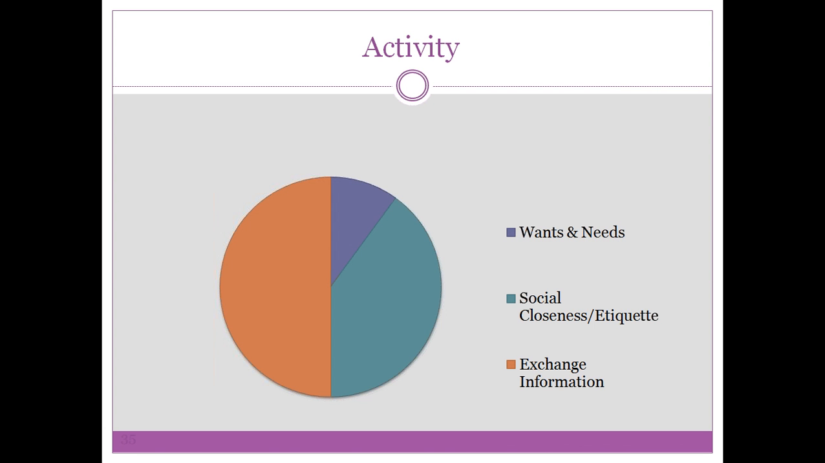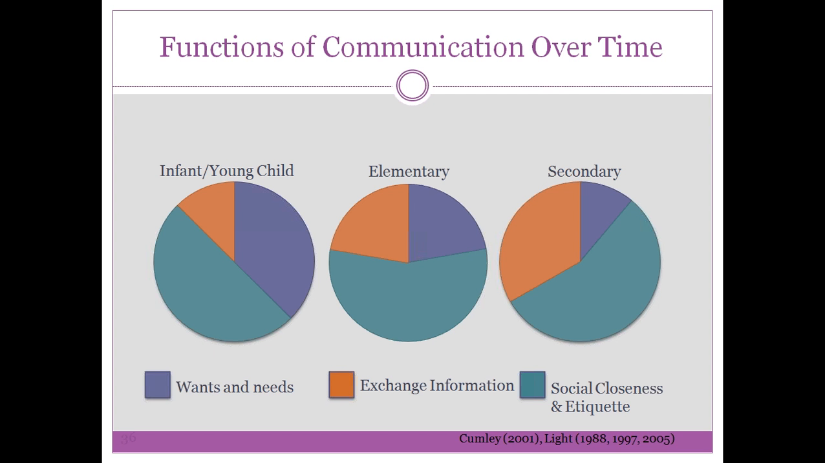So this was what hers tallied up to. I think it was only one or maybe two wants and needs, and then social closeness and etiquette took a lot, and exchanging information took the most, right? So this is, again, Janice Light and other people, the functions of communication over time. They change as you're getting older, but they're really only going through school-age kids. As an infant, of course, your wants and needs are going to be much stronger, as a very young child. And then in elementary school, you're doing a little bit more exchanging information.